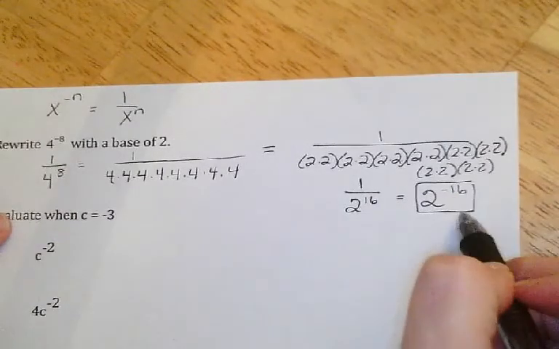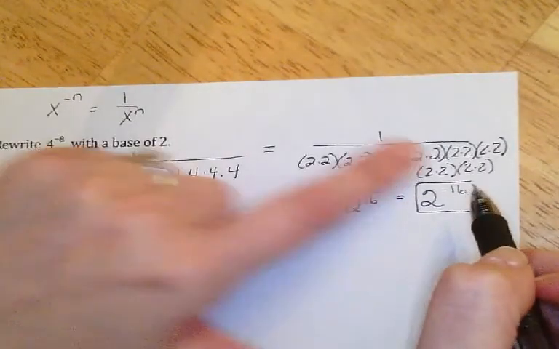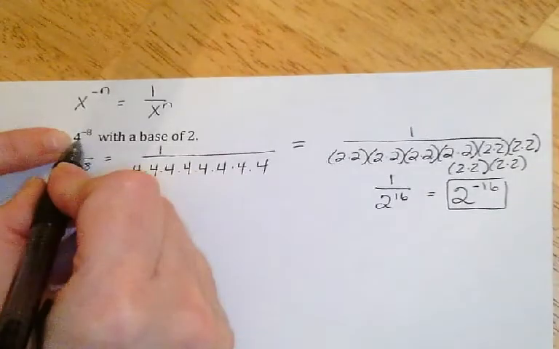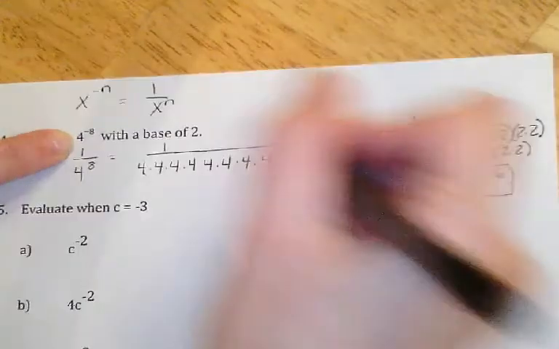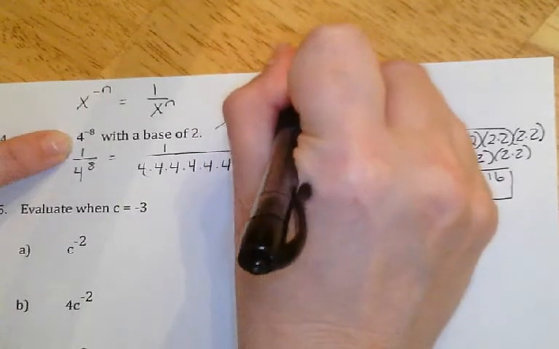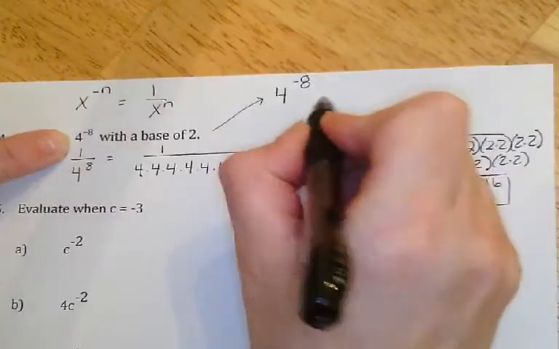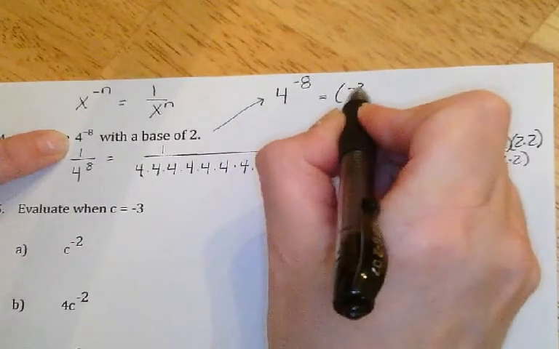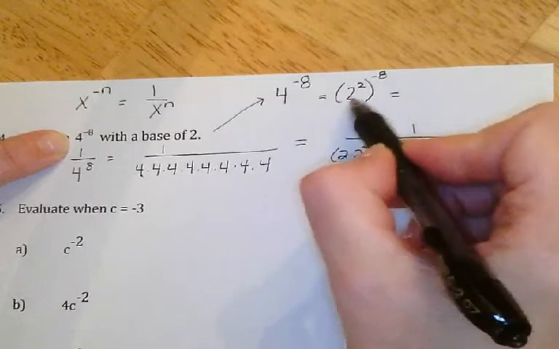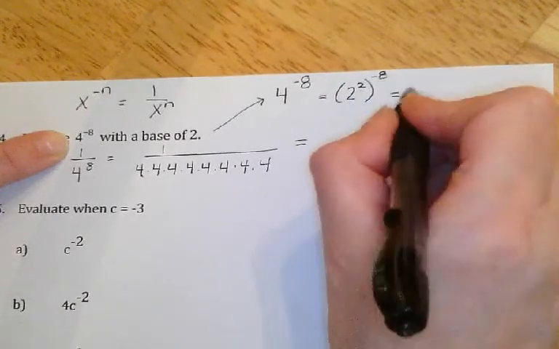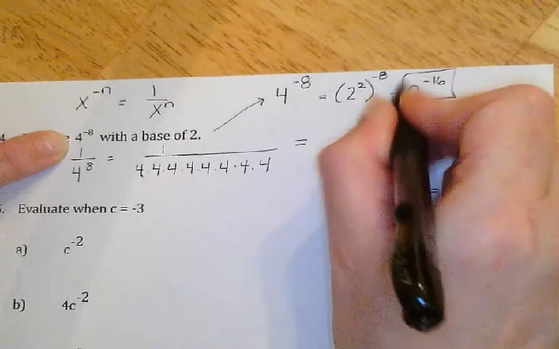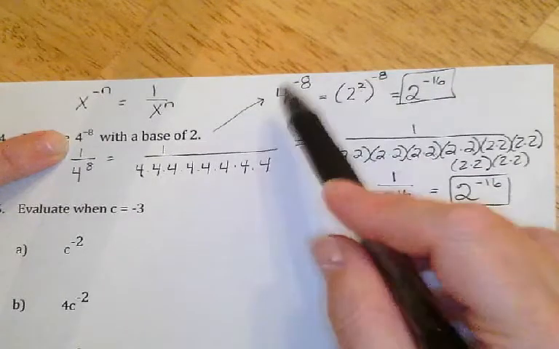Now, how could we have done this problem without doing all of this work? What could we have done up here in the problem? What could we have changed that 4 to? Let me do it right up here. 4 to the negative 8. Well, 4 is the same thing as 2 squared. And now you just have to multiply your exponents with 2 times negative 8. So you get the same answer either way you do it. You pick the method that you like best.